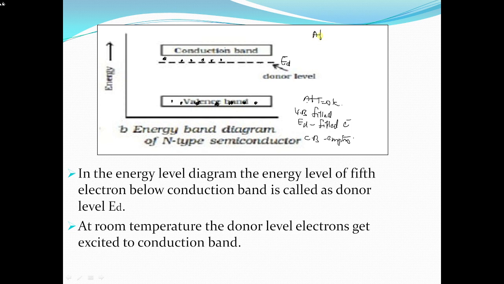Now if I give temperature, at T greater than 0 Kelvin, what happens? The electron moves from the donor level to the conduction band, leaving holes in the donor level. At a particular temperature, all donor electrons jump to the conduction band. Now the donor level is empty.